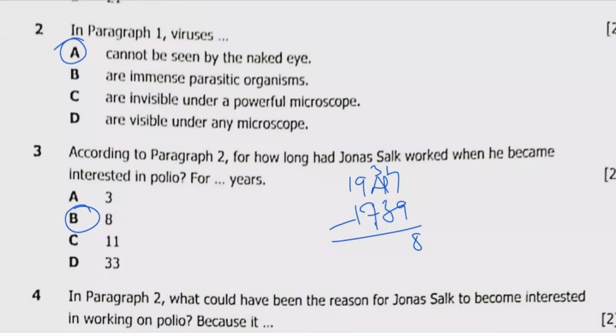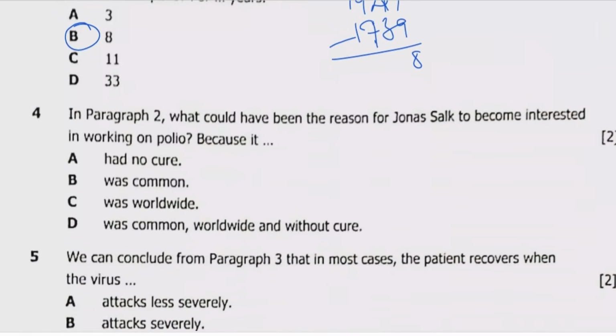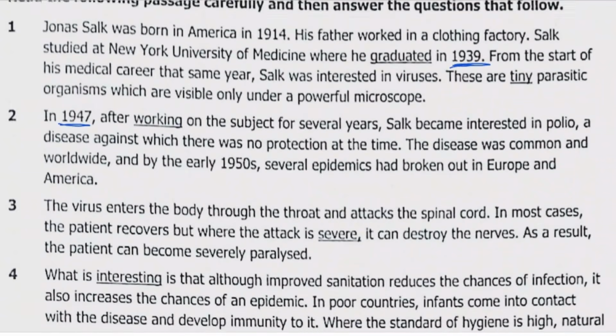Okay, we go to question 4, which is also coming from paragraph 2. In paragraph 2, what could have been the reason for Jonas Salk to become interested in working on polio? Because it dash: A, had no cure; B, was common; C, was worldwide; D, was common, worldwide, and without cure. Okay, so let's go to paragraph 2 and read so that we know if D is the correct answer or what.